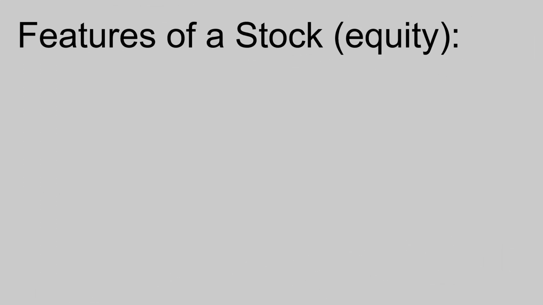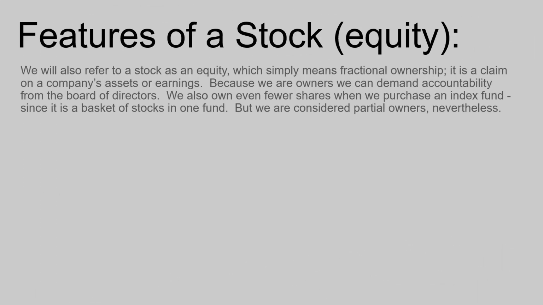So features of a stock. We will also refer to a stock as an equity. And equity simply means that it's fractional ownership. So it is a claim on a company's assets or earnings. And because we are owners, we can demand accountability from the board of directors. We also own even fewer shares, though, when we purchase an index fund, because that is a basket of stocks in one fund. But we're also considered partial owners also.